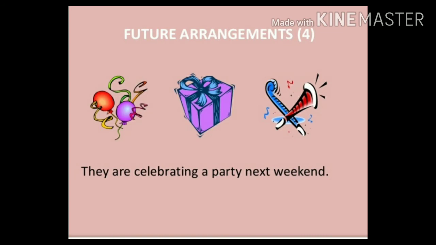Here is an example for using the present continuous tense for future arrangements. They are celebrating a party next week. Already they planned, but it is happening in the future, but we can use the present continuous tense as it is already planned.